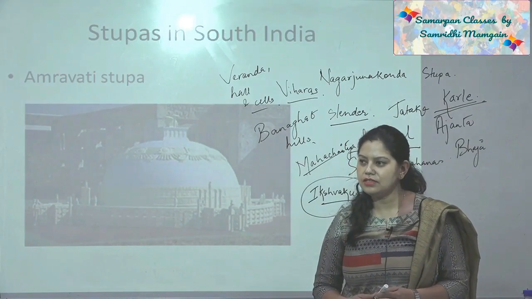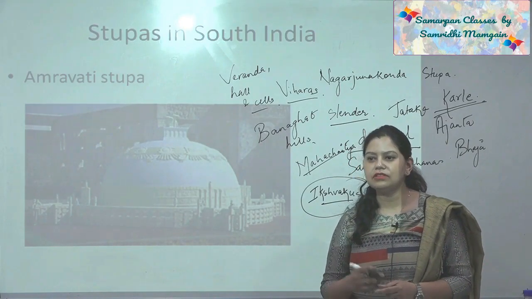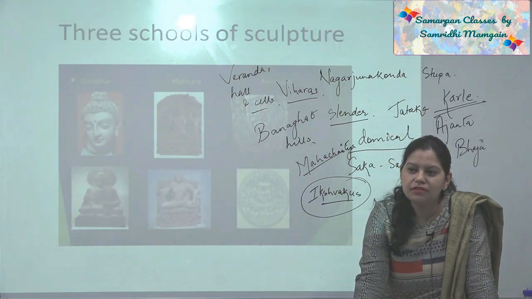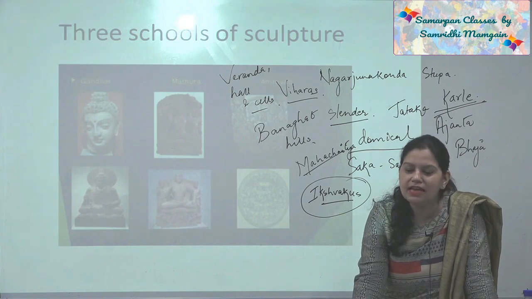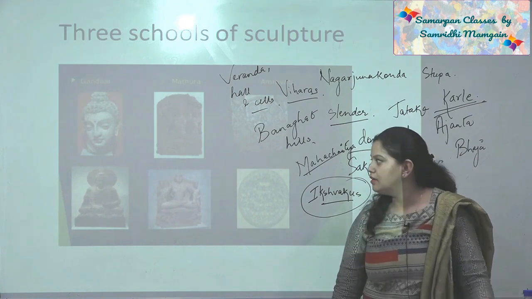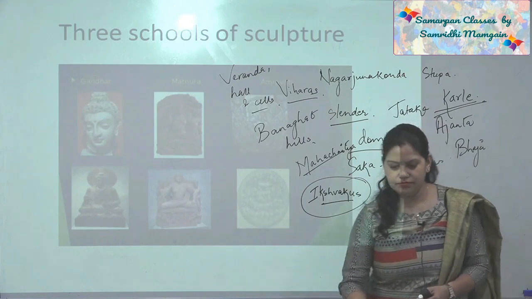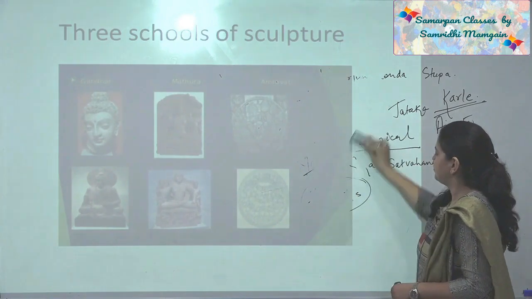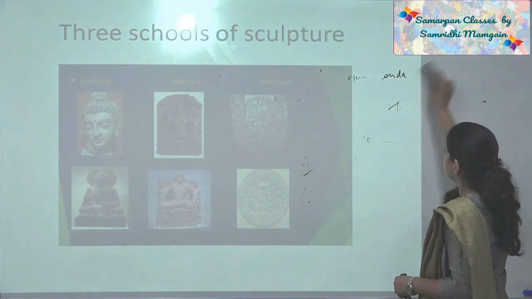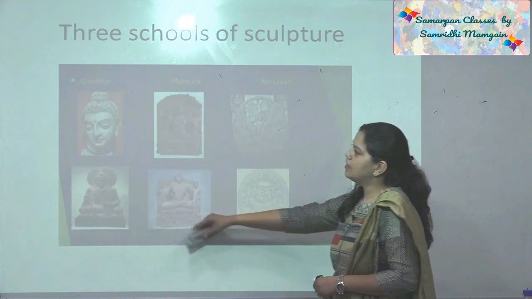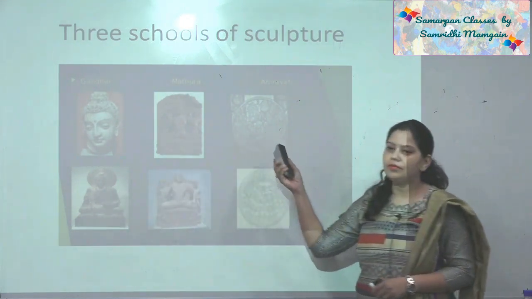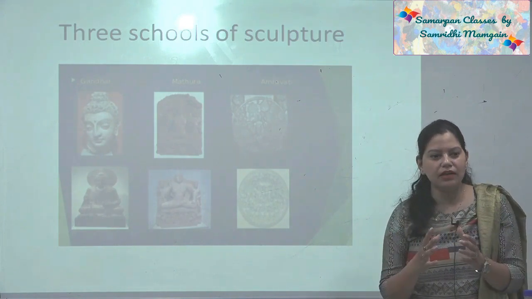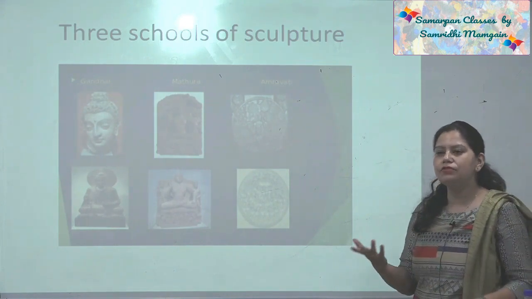Schools of sculpture. In the last lecture I told you there were 3 schools. So schools of sculpture means there were different styles of making the statues, the sculptures, and these are the 3 different schools: Gandhara, Mathura and Amravati. The regions are different, they existed in different regions, that is why the statues had different features.